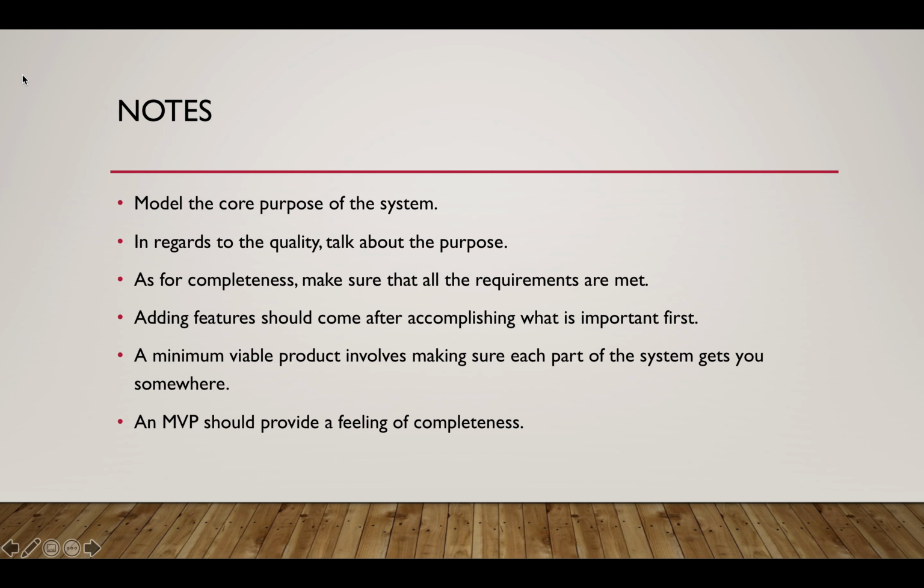And as for completeness, make sure that all the requirements are met, so everything that is necessary for the system. Adding features should come after accomplishing what is important first. Minimum viable product involves making sure each part of the system gets you somewhere. And as for this MVP, it should provide a feeling of completeness.